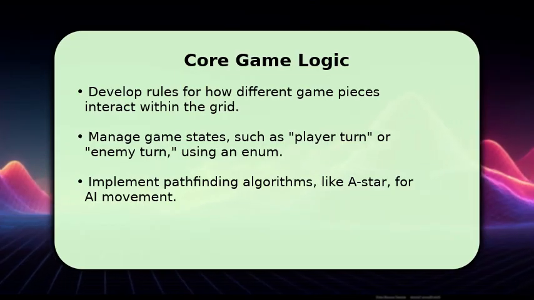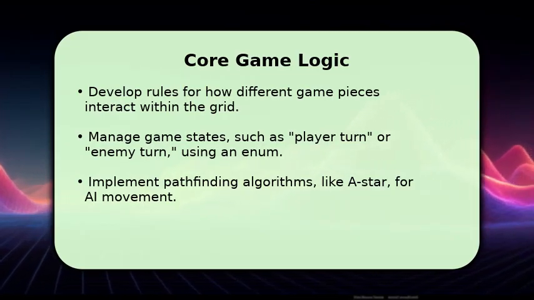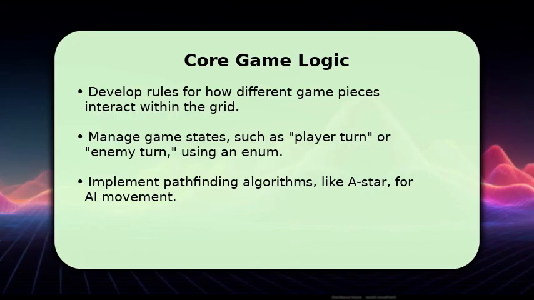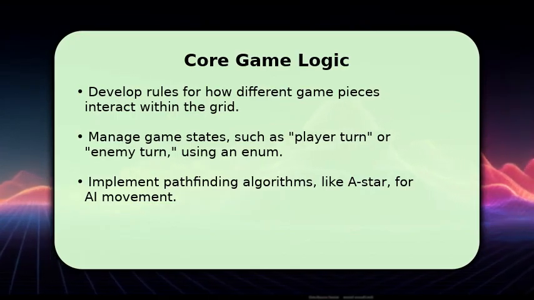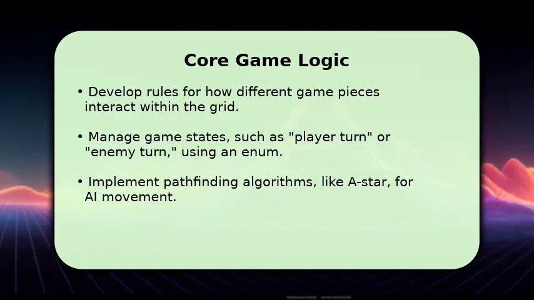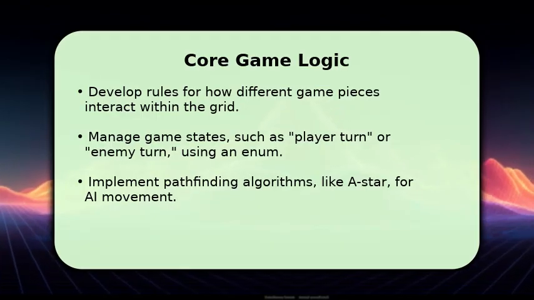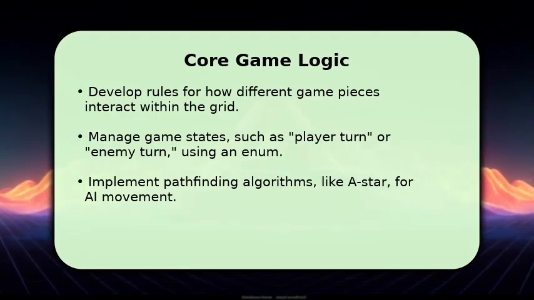For AI, implementing a pathfinding algorithm, such as A*, will allow enemies to navigate intelligently. Each grid cell can also store important data, like whether it's walkable or contains a specific item.